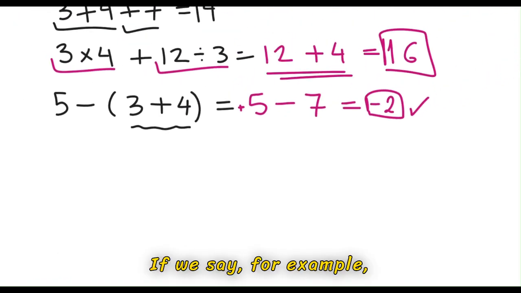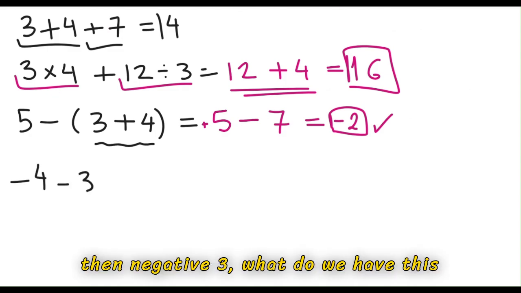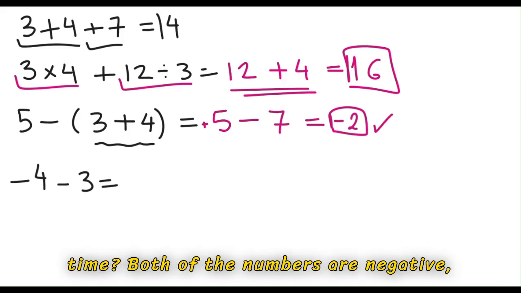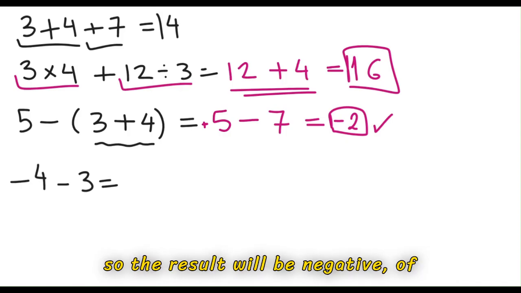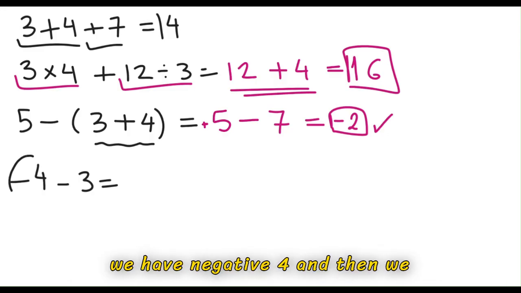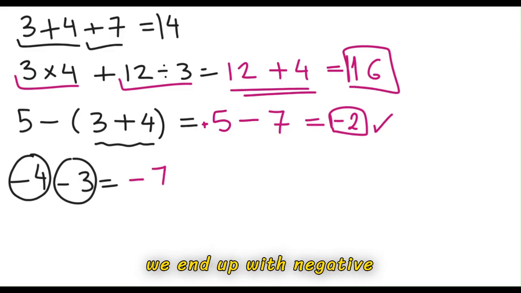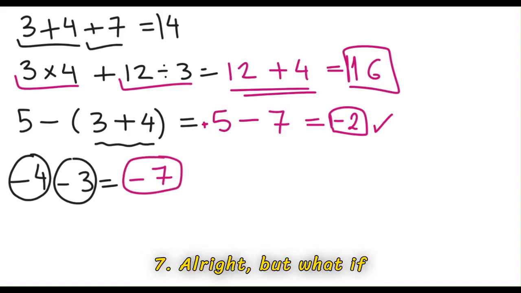If we say, for example, negative 4 and then negative 3, what do we have this time? Both of the numbers are negative, so the result will be negative, of course, because we are adding them. If we have negative 4 and then negative 3, in the end we end up with negative 7.